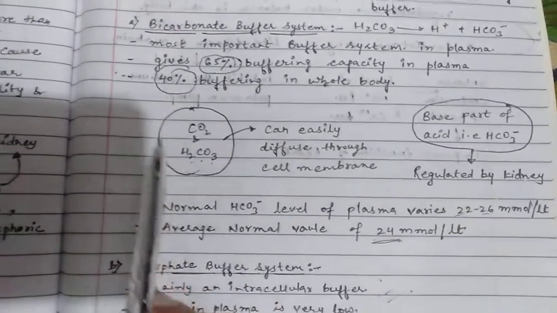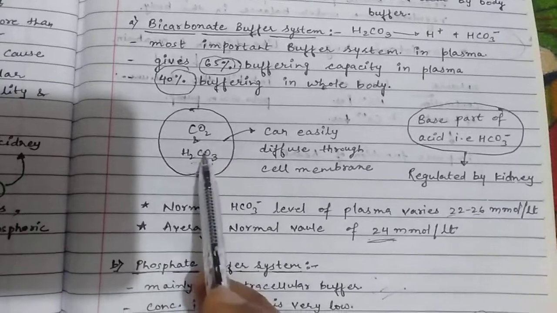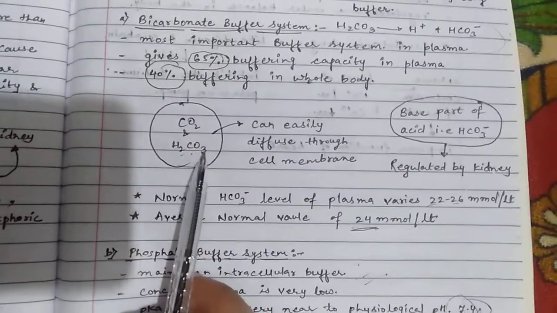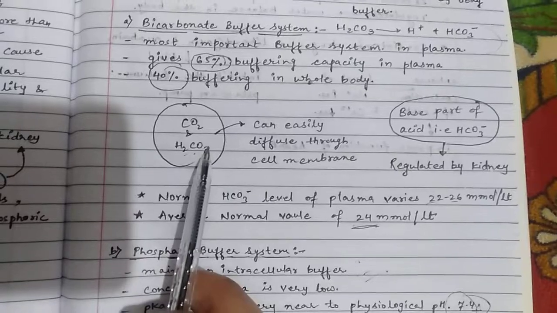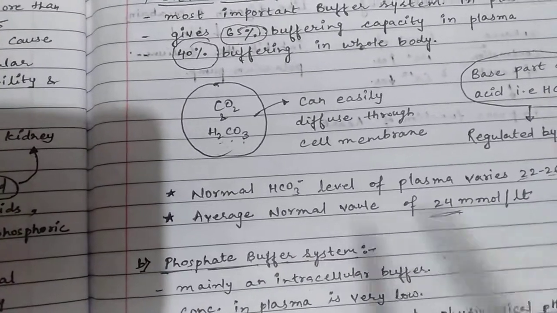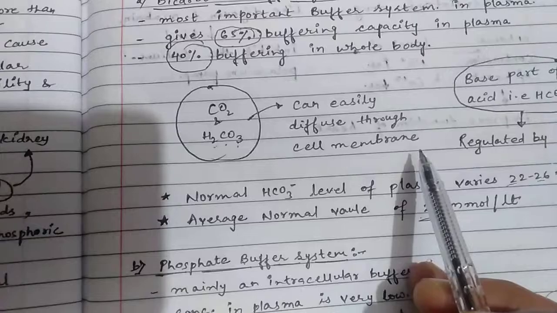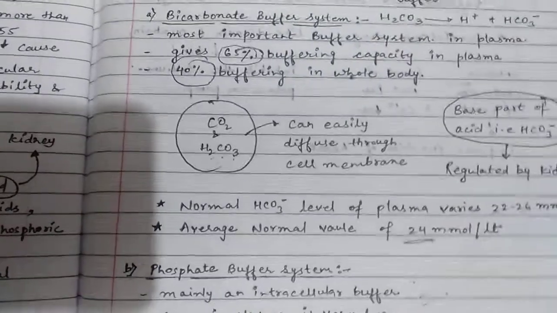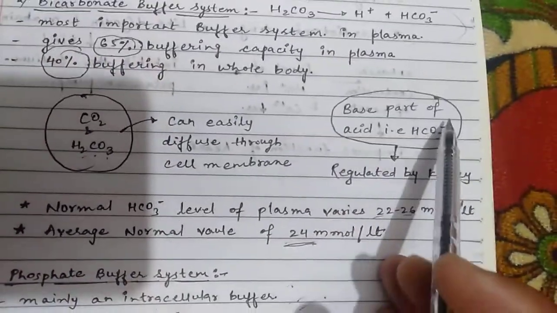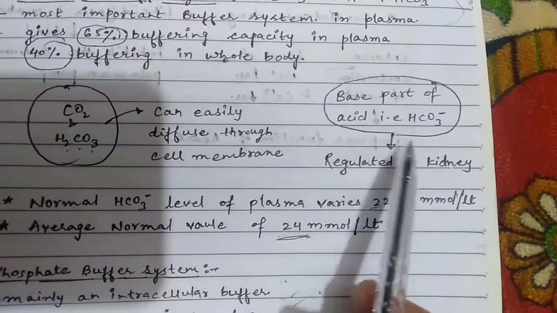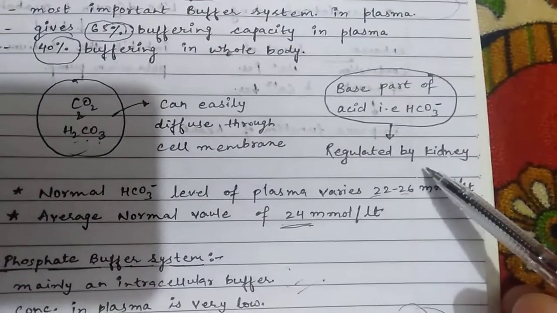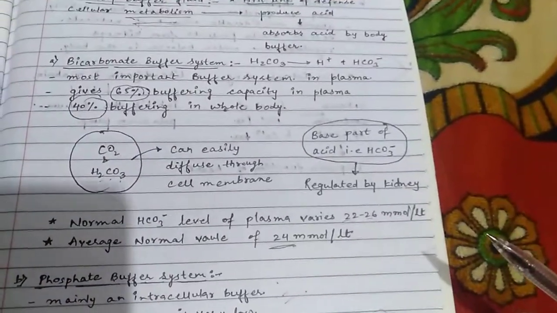Now student, I have drawn a flow chart here. You can assume this is a cell. Inside this cell the concentration of CO2 and carbonic acid is high. When CO2 and carbonic acid are high inside the cell, they can easily diffuse through the cell membrane. So the lung can easily release the carbonic acid in the form of CO2. And for the base part of the carbonic acid, that is bicarbonate, to regulate this part we require the special process of the kidney.